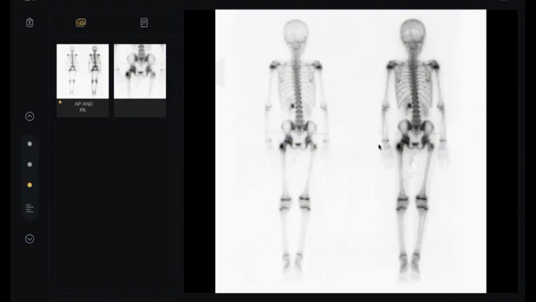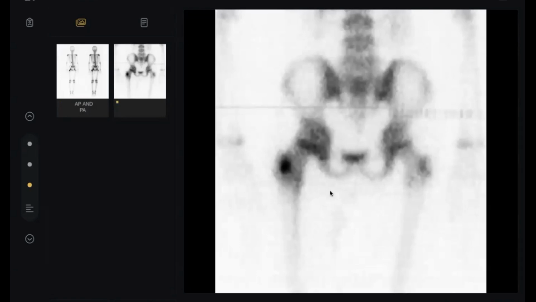What else? To see if there is another sequence such as delay or blood pool? No. From the beginning, this is static, not dynamic. Wrong request. What else? Zooming.